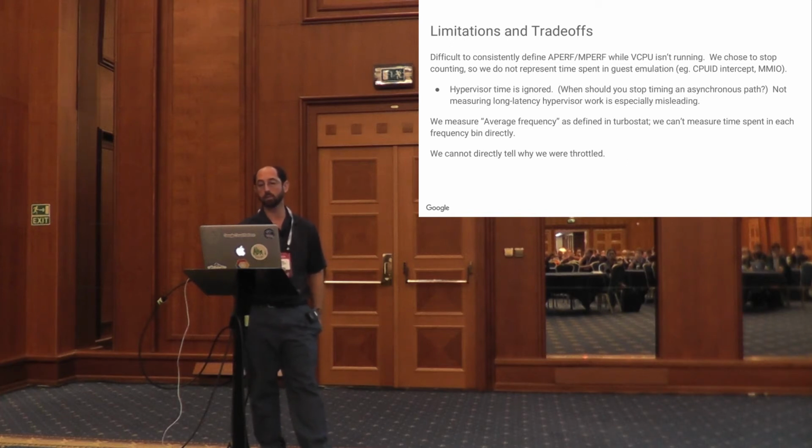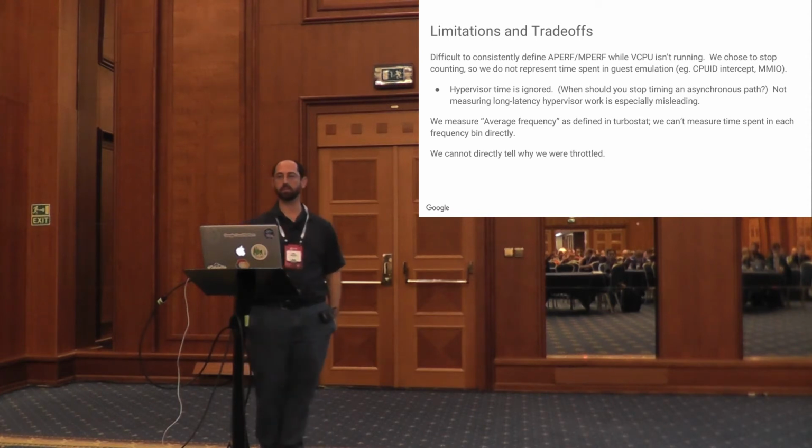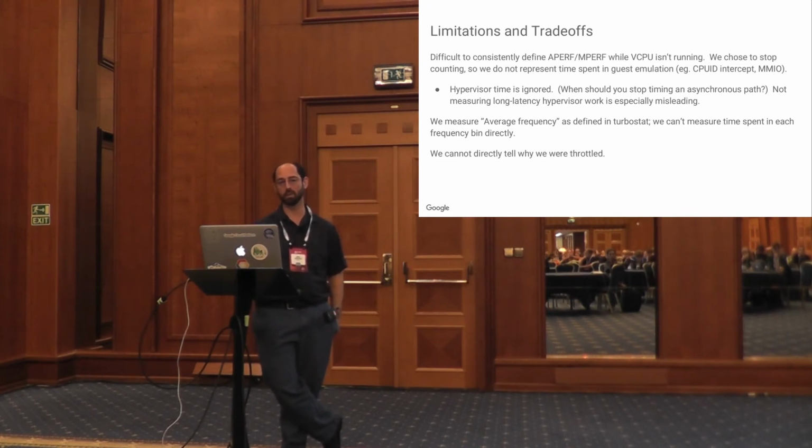I use the same definition of average frequency. If you look in turbostat.c, that's what they call it. So we don't measure time in each frequency bin. The CPU, in this case, has 100 megahertz increments. I can't see that. I can only see the aggregate cycles that were given. So if I spent half my time at 2 gigahertz and half my time at 2.1, it will probably be in the 2 gigahertz bucket, and that's pretty good. It's still a pretty good sampling.